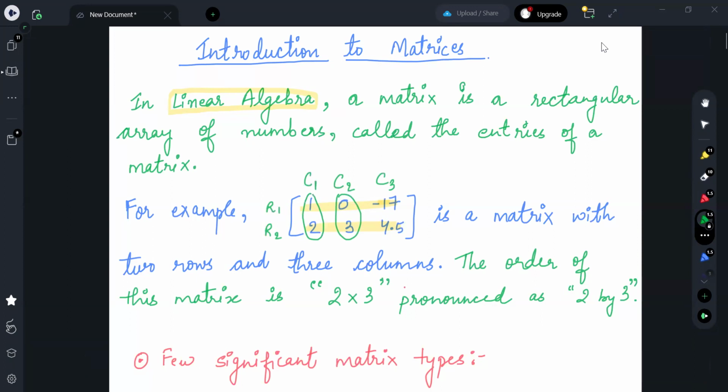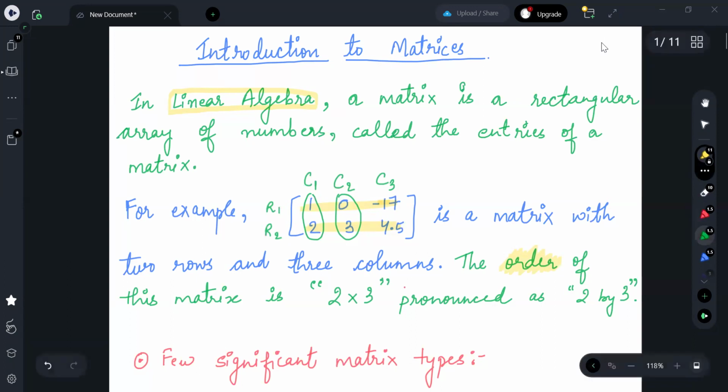Now, this is a matrix with 2 rows and 3 columns. The order of a matrix is very important. And how do we define the order of a matrix? For example, for this matrix, the order is 2 by 3 because it has 2 rows and 3 columns. We also pronounce that this matrix is of order 2 by 3.